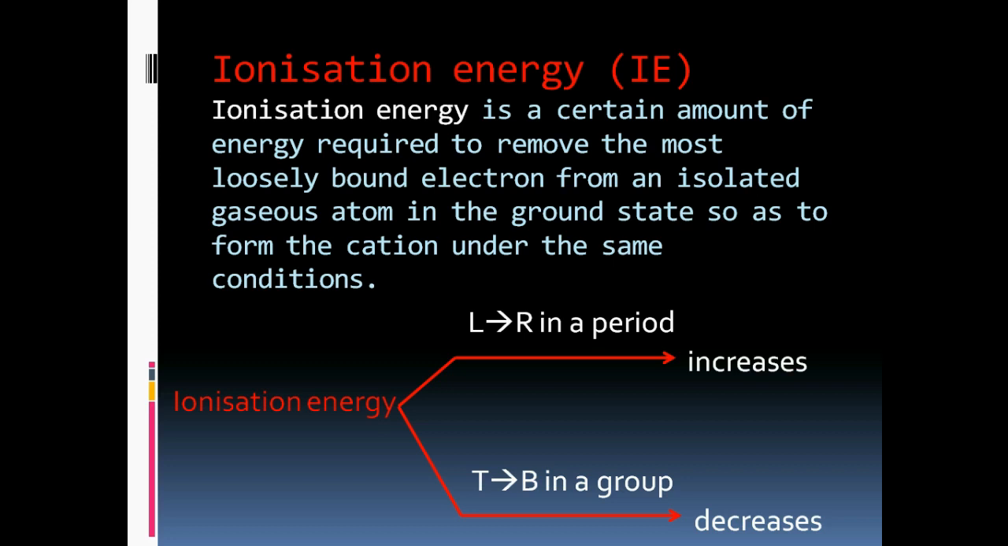Periodic trend. Left to right across a period, the atomic size decreases, and obviously there is the requirement of more energy to overcome the nuclear pull, and that's why the value of ionization energy increases. Whereas top to bottom in a group, atomic size increases. The electrons are loosely bound with the nucleus, and therefore less amount of energy is required to remove the electron, and therefore ionization energy decreases.